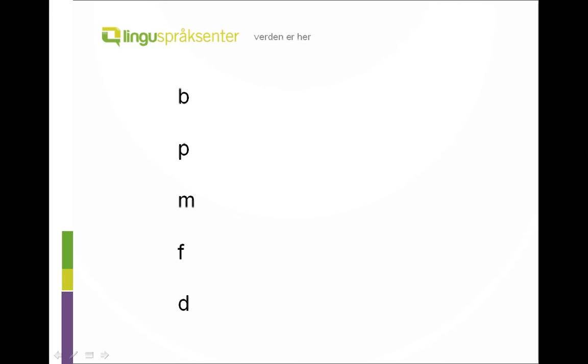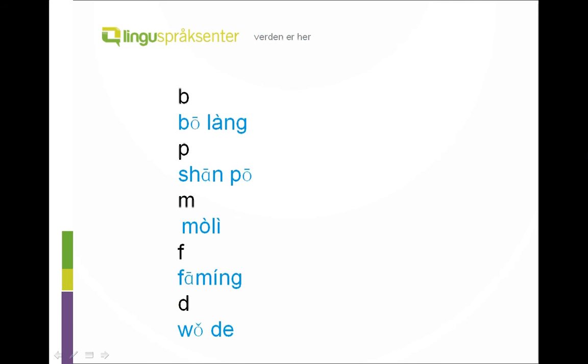波 Remember, what does 波浪 mean? Yes, wave. 坡 山坡 Hillside. 摸 I told you it's a beautiful word. Yes, jasmine. 佛 fa ming, invention. The last one, de, wo de, means my.